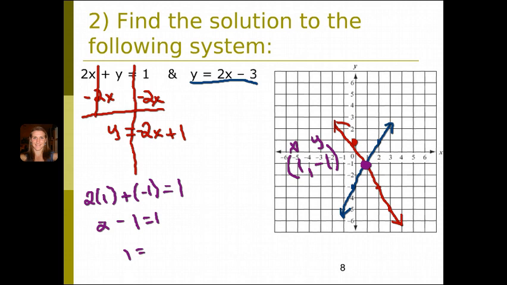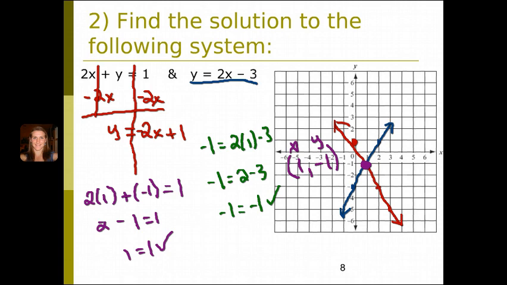So that works in the first equation, but it has to work in both equations in order for this to be correct. So we are saying that y is -1, so let's plug in -1 equals 2 times 1 minus 3. That's saying that -1 equals 2 minus 3, and therefore -1 equals -1, which is true, and our solution checks out in both equations, so we know that we got our answer correct.